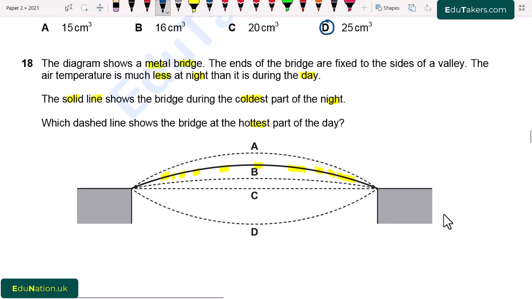So first of all, it's a metal bridge, and when the temperature is increased, then the thing expands. So there will be expansion in the hot day. So from all of these, dashed line A is correct, which is above the solid line.